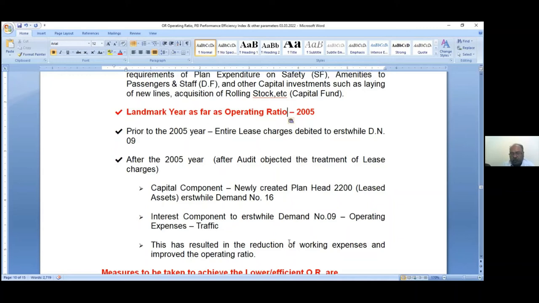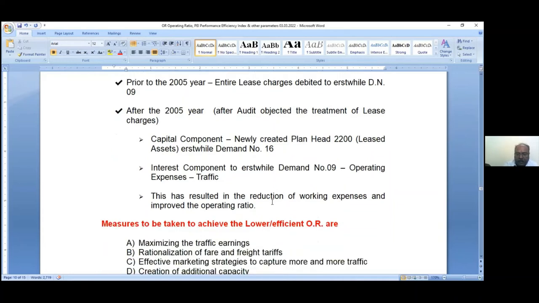After 2005, the audit objected to the treatment of these lease charges. Then we created one new plan head, 2200, to accommodate the capital component of the lease charges. So from 2005 onwards, there was a reduction in the working expenses under demand number 9, because now only the interest component is charged. Okay, so this is important.